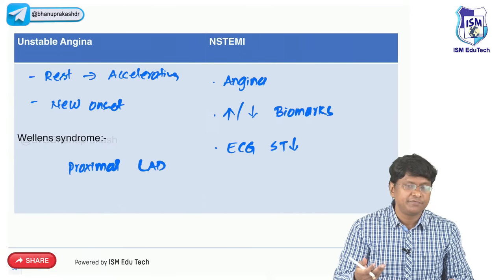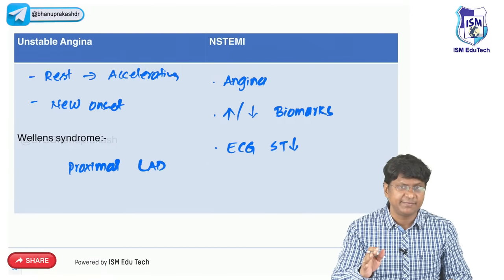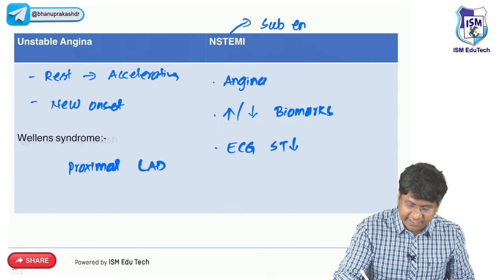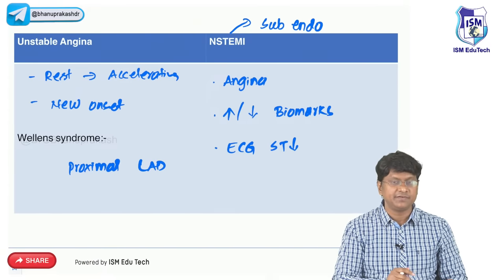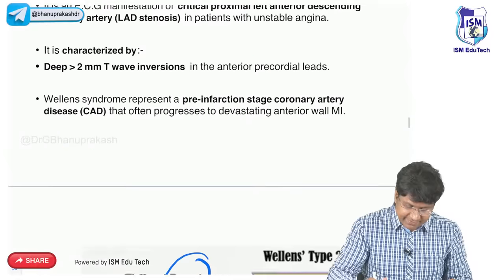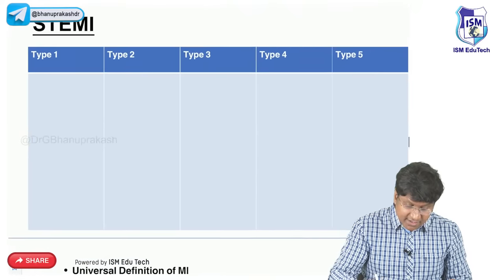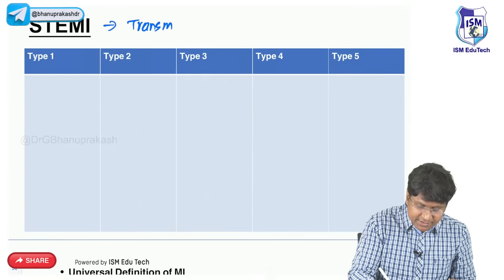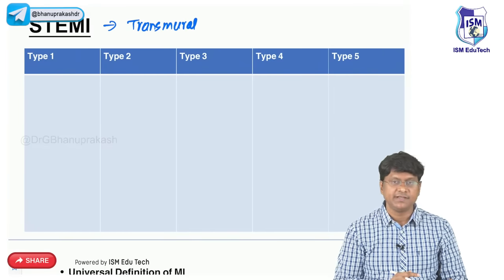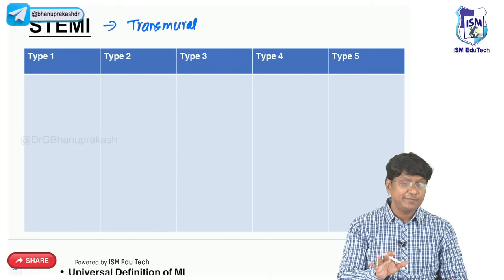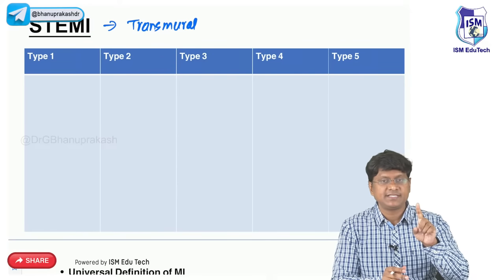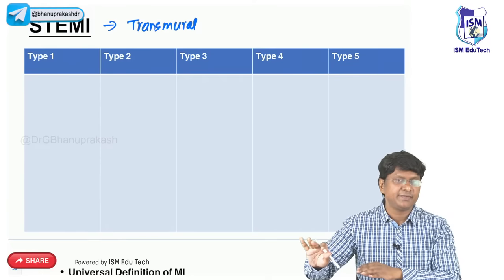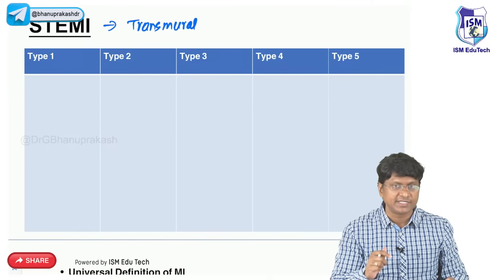And what is the point of difference between NSTEMI and STEMI? In NSTEMI, we consider it as subendocardial infarction, right? Whereas in STEMI, it is transmural myocardial infarction, okay? And treatment-wise, it is different. For unstable angina as well as NSTEMI, the treatment is the same. But for STEMI, the treatment is different compared to that of NSTEMI. What is that? We will discuss.